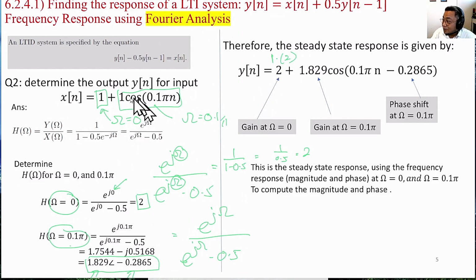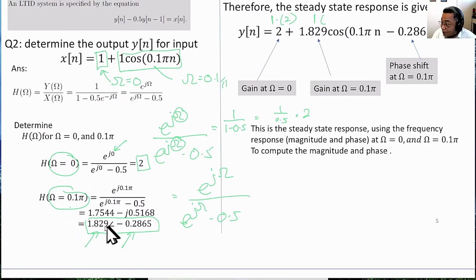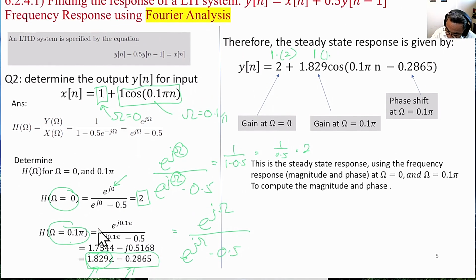What about this one, 1 cosine 0.1 pi n? The original input is 1 times the magnitude. What is the magnitude response? It is 1.829 from here. And therefore, 1 times 1.829, that's why it comes out as this value here. Now, the original signal has 0.1 pi n.